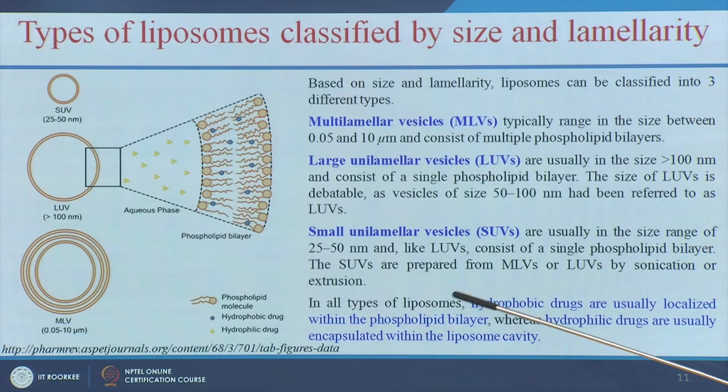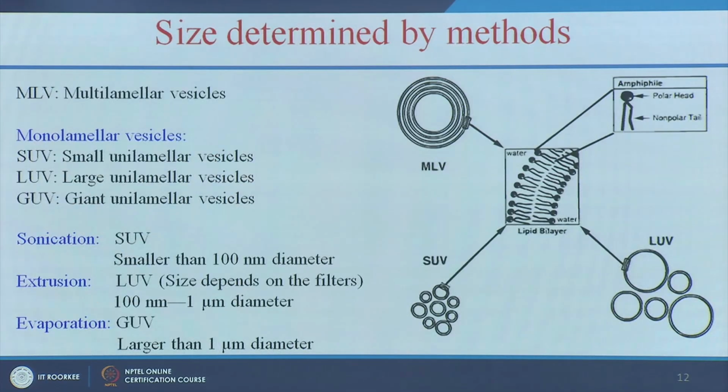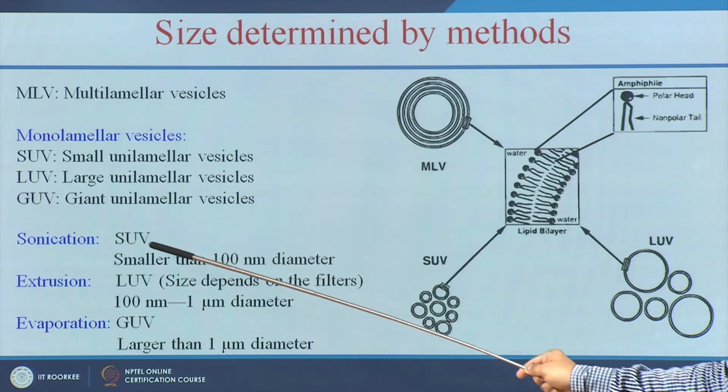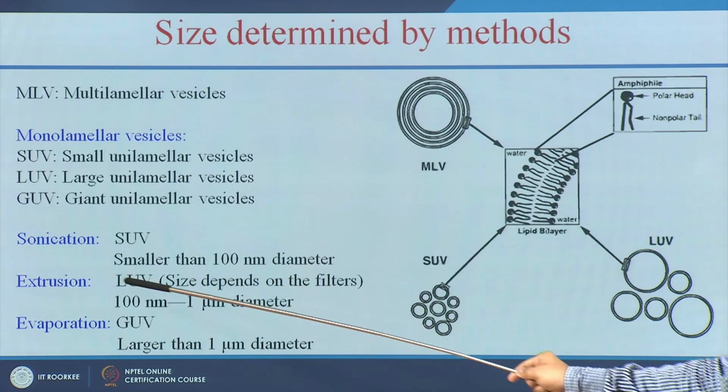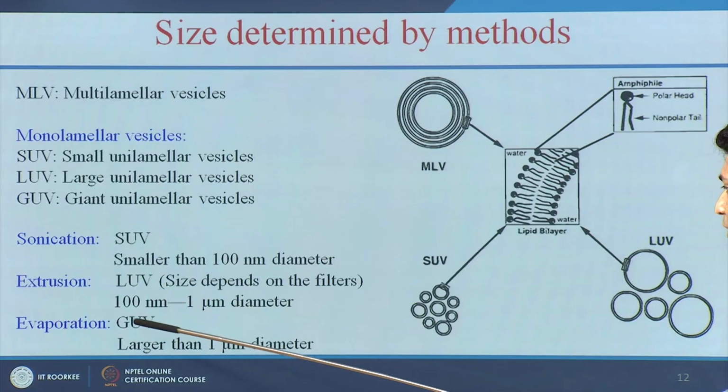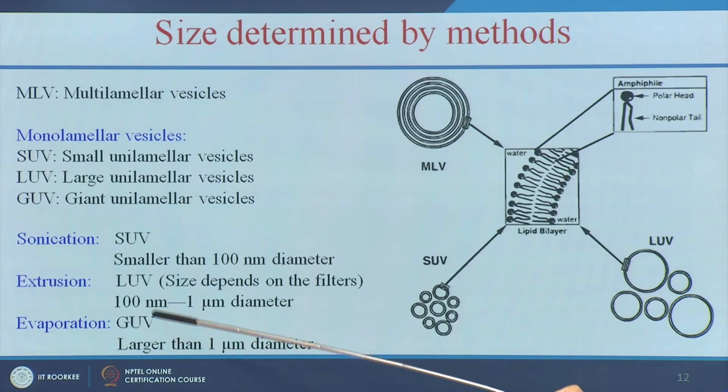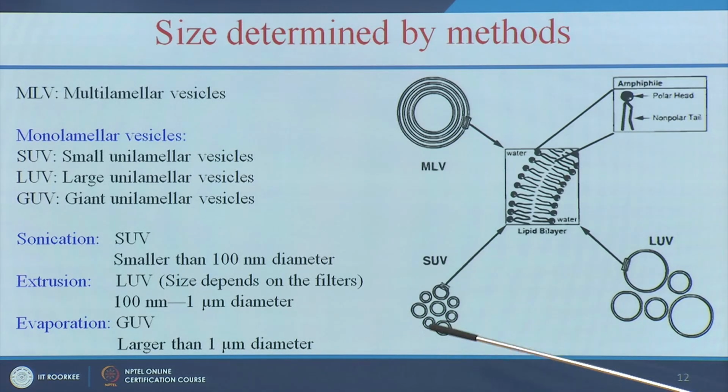In all types of liposomes, hydrophobic drugs are usually localized within the phospholipid bilayer, and hydrophilic drugs are usually encapsulated within the liposome cavity. So inside the liposome cavity we can load hydrophilic drugs, and in the phospholipid bilayer we can load hydrophobic drugs. The size of liposomes is determined by the preparation method. For example, if you prepare by the sonication method, you will get SUV, liposomes smaller than 100 nanometer in diameter. If you use the extrusion method, you will get LUV, and if you use the evaporation method, you will get GUV, giant unilamellar vesicles, larger than 1 micrometer in diameter. So depending on the preparation method, the size varies.